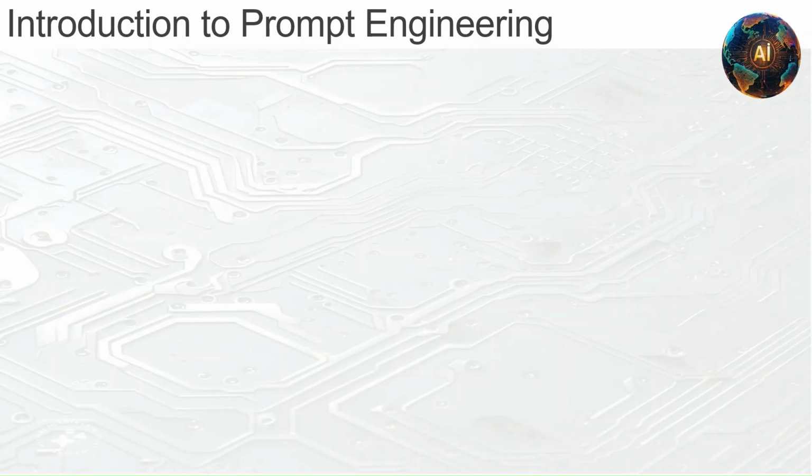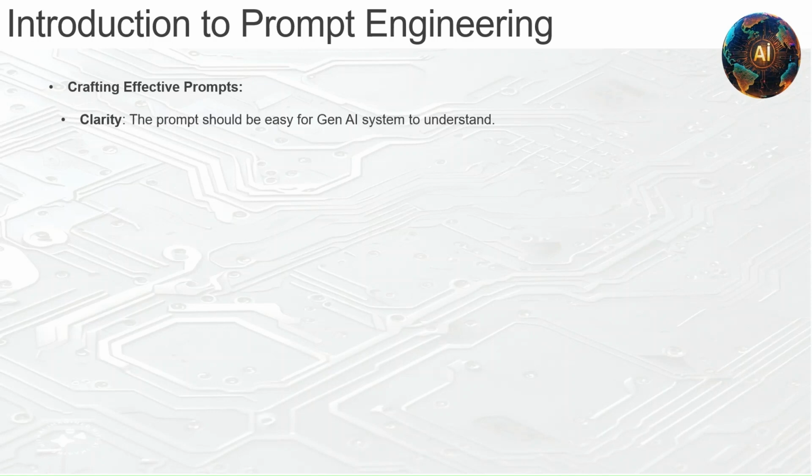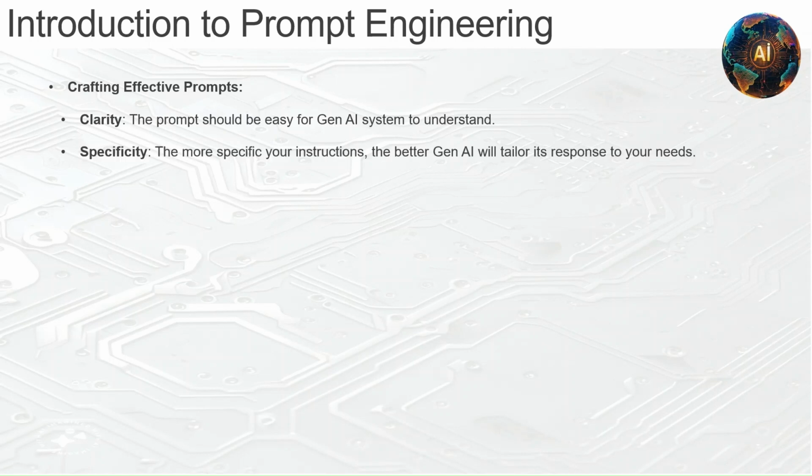Coming back, now to craft effective prompts, we need to take care of only two hygiene principles. Number one, being simple and clear. The prompt should be easy for the GenAI system to understand. And number two, being specific. The more specific your instructions are, the better the GenAI system will tailor its response to your needs. So, in summary, you avoid ambiguity and vagueness.